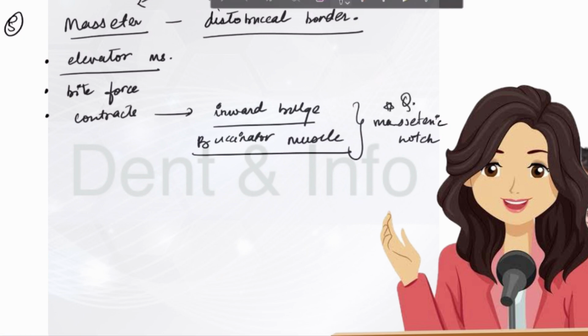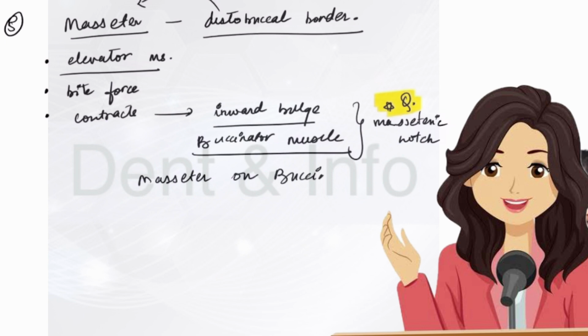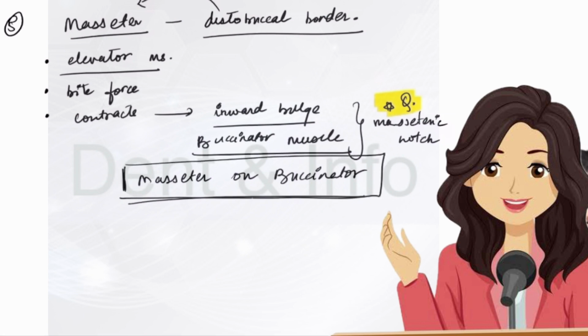I'm going to highlight it here for you so that when you go back and see this, you remember to read this portion up again and keep it in mind. It is the influence of masseter on buccinator. That is the answer to your question. Just remember, influence of masseter on buccinator is your masseteric notch. Right? A very important question for your exam.